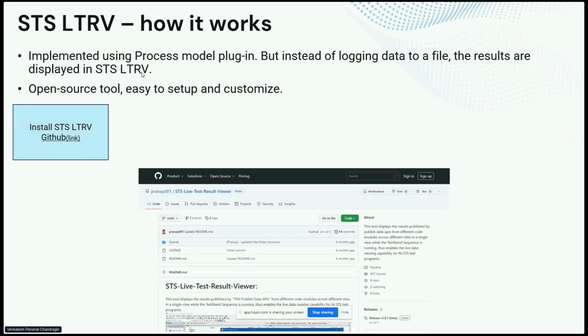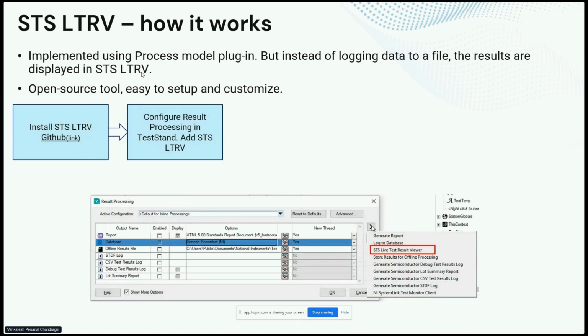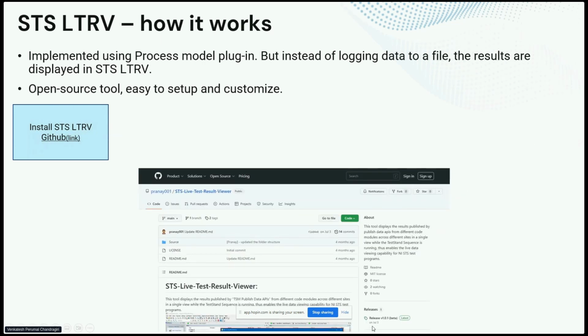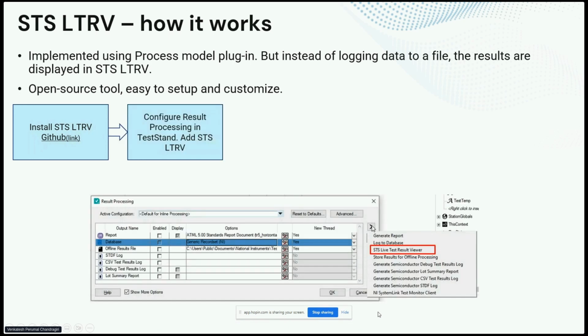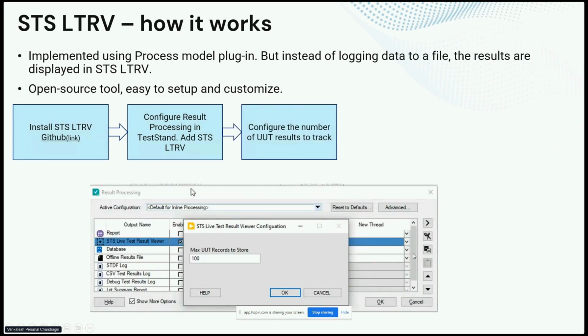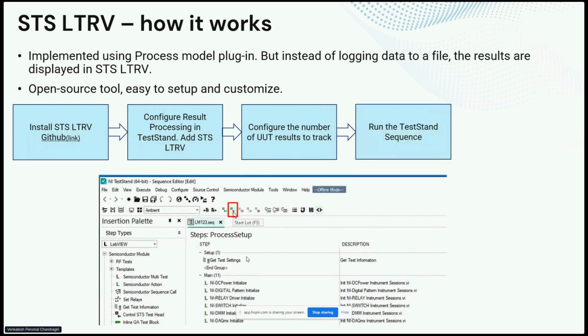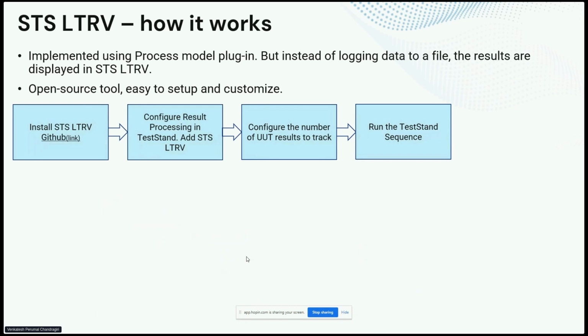We can download the tool from GitHub, and follow the instructions available on this page to set up the tool. We can configure the tool from the result processing window by adding STS Live Test Result Viewer. At this point, we can configure the number of results we would like to track in this tool, just to put a threshold on how many devices we want to see at a single shot. And then nothing more. We can run the sequence and see the results that are getting populated on the tool, which we'll see as a short demo.